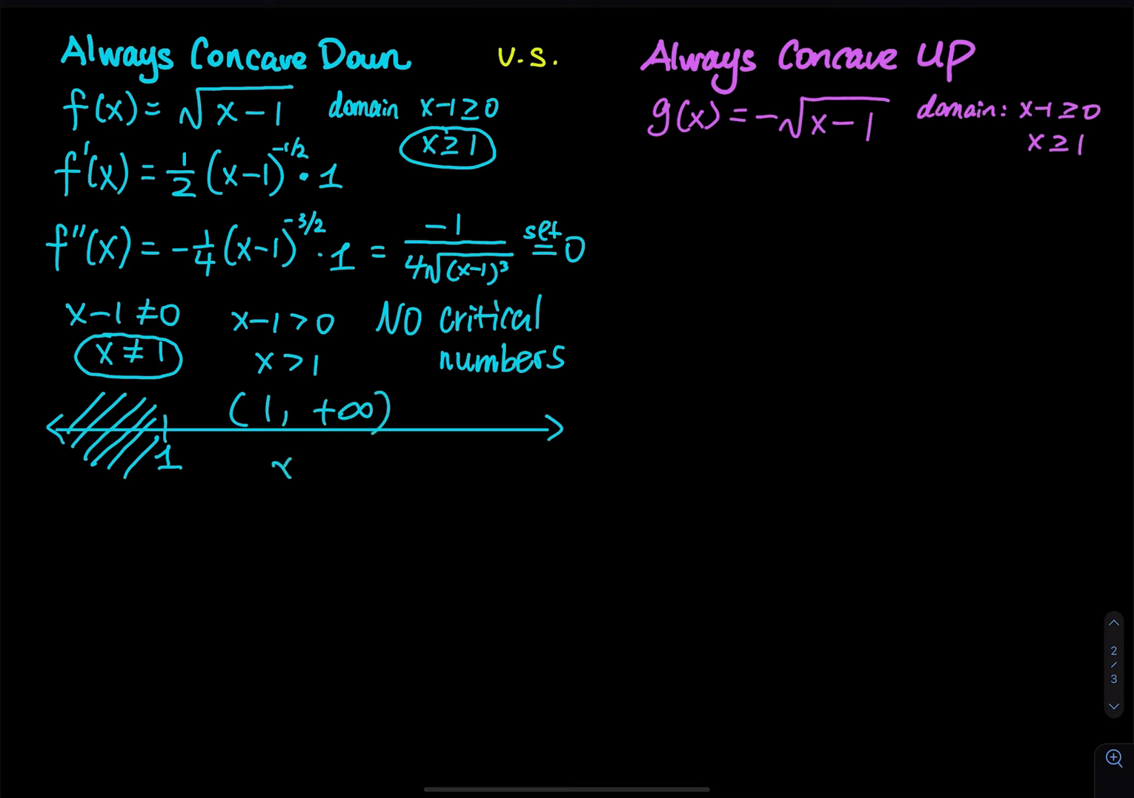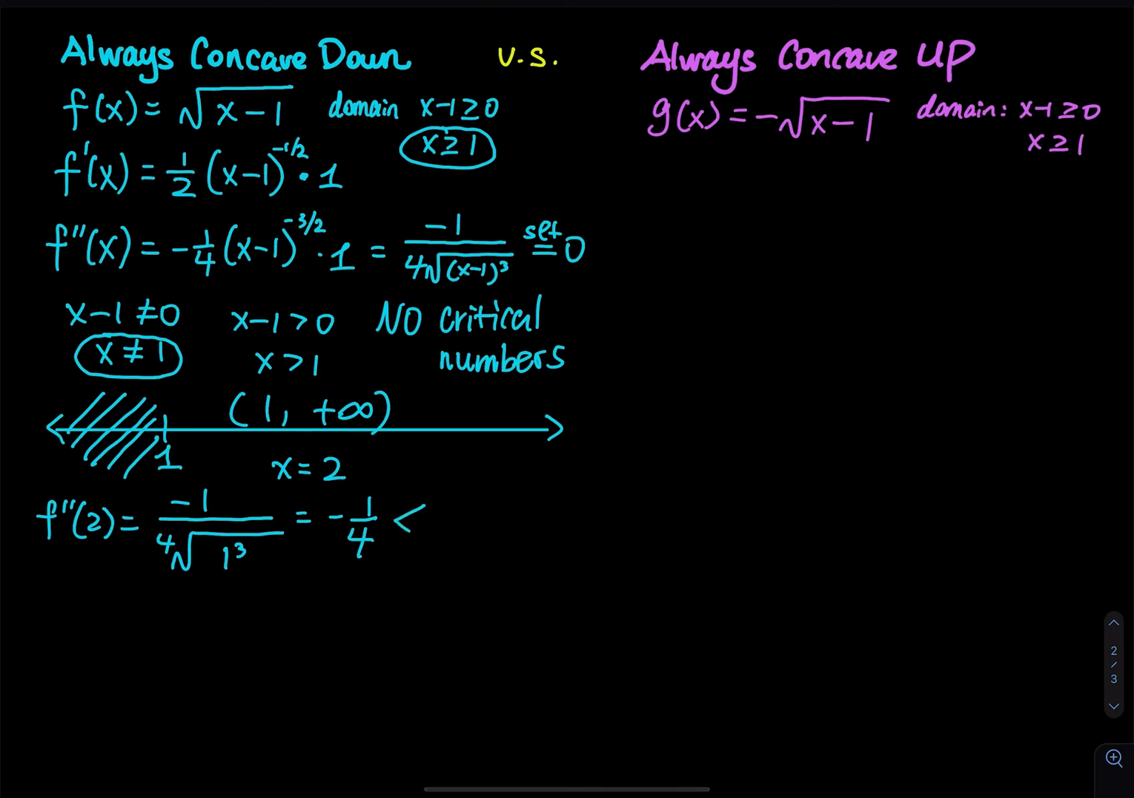So let's pick x equals 2, and then you plug it into the double prime. So f double prime of 2, what is that equal to? That equals negative 1 divided by 4 times 2 minus 1 to the third, which is 1 to the third. So you have a negative 1 over 4, right?